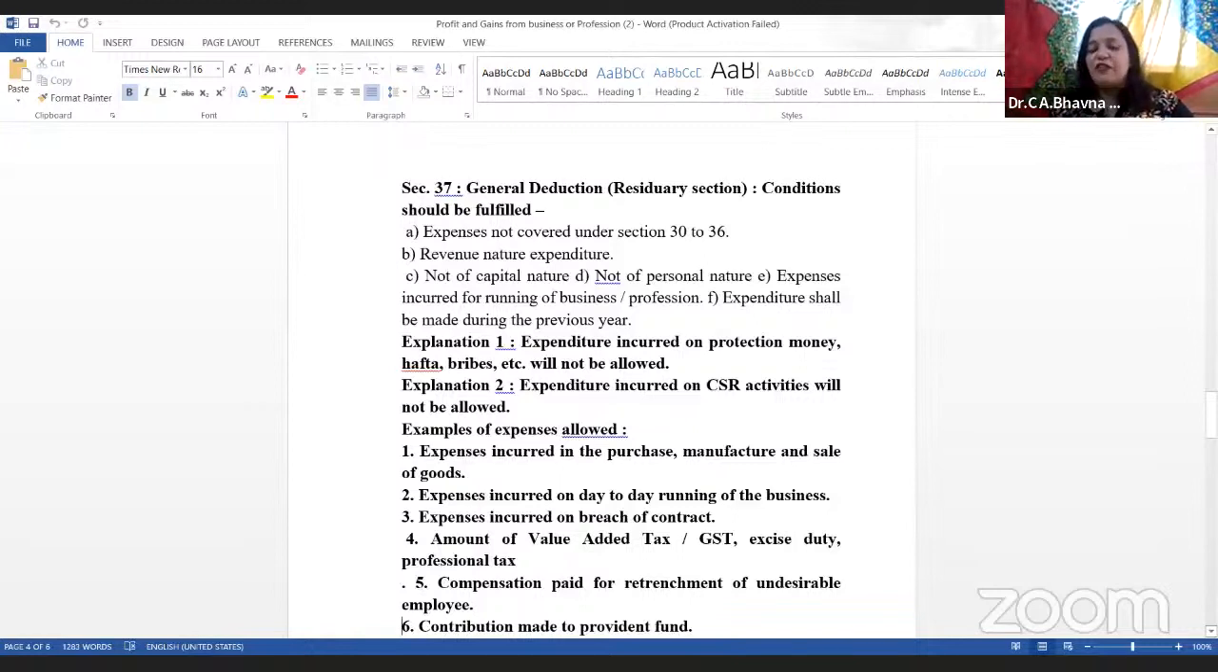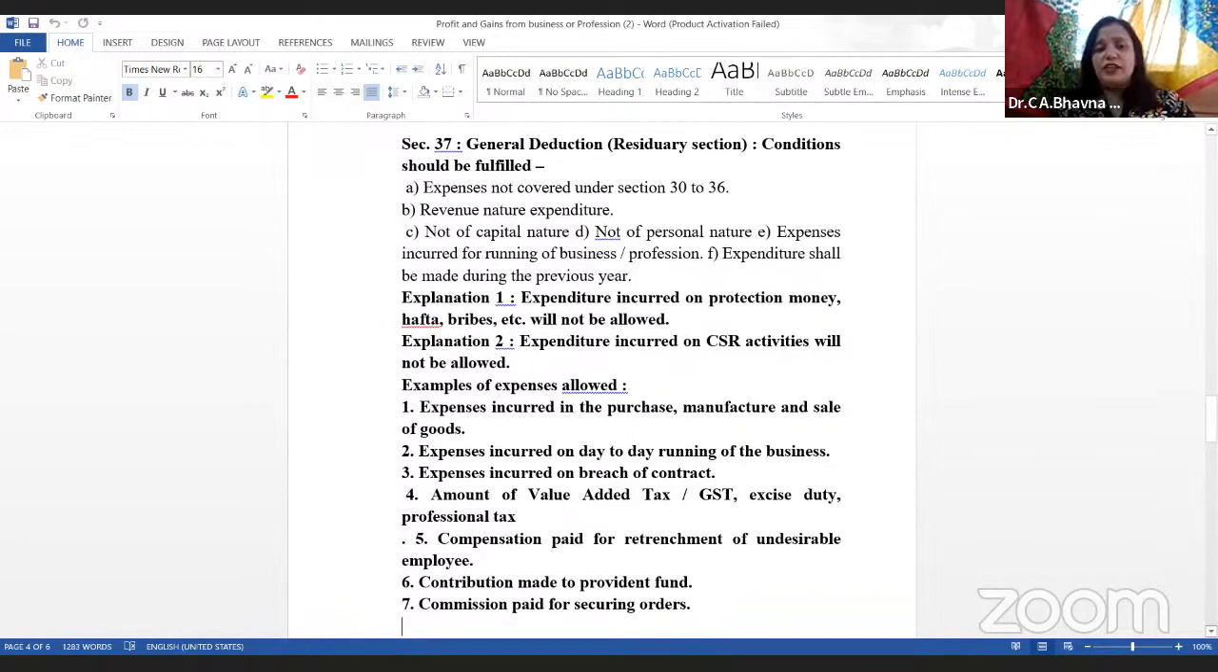Income tax, specifically disallowed. Income tax refund is not the income. Why? Because you are calculating income tax. So income tax is disallowed. Lekin interest on refund of income tax is a chargeable income.